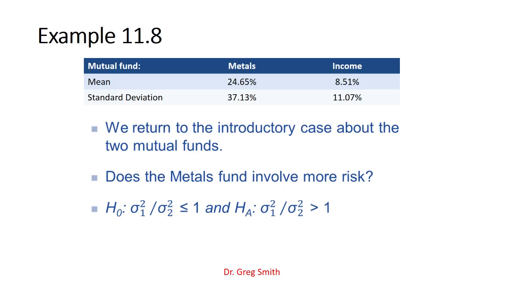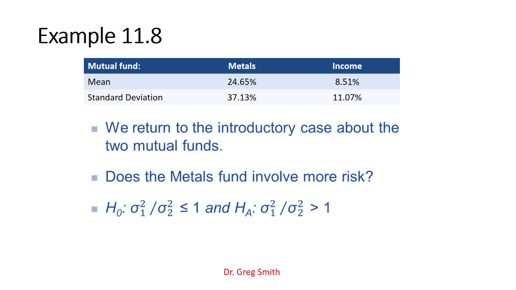But let's do something like this. We want to know if metals involves more risk than income. Now with that, risk being one has more variance than the other. So is the variance, this squared, greater than this? If that's the case, their ratio would be greater than 1. Else, we wouldn't reject the null. We say we can't prove that it's greater. So we can't prove that it has more risk.